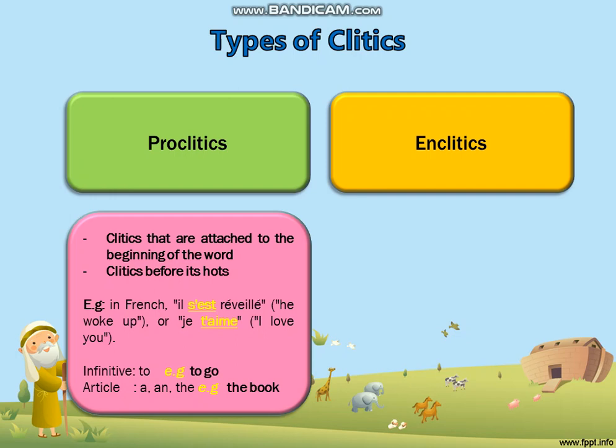In French, we can see the example: s apostrophe, this is clitic. T apostrophe, this is clitic. But in English, we see the separate word. Ini ada kata yang terpisah. A, an, and the. The book, a book. This is clitic.